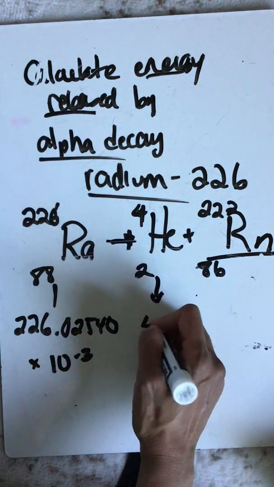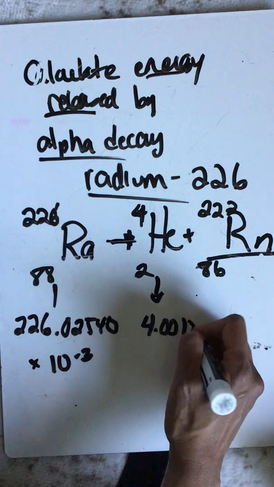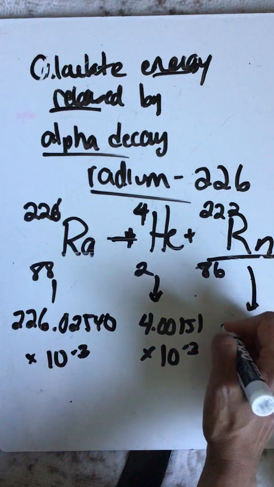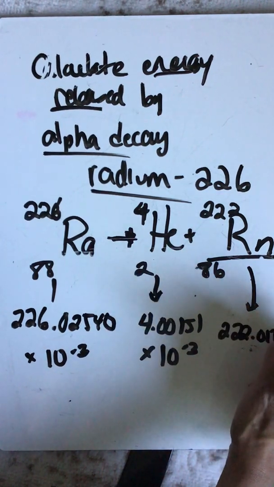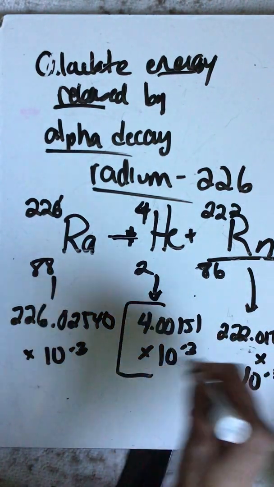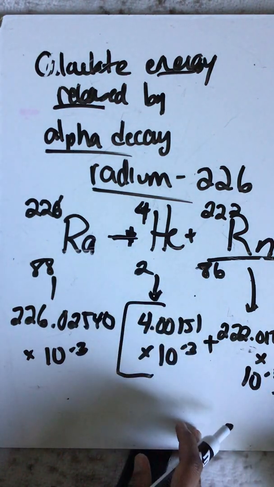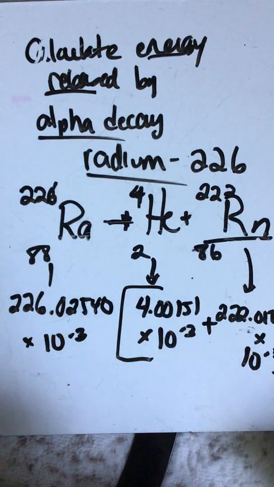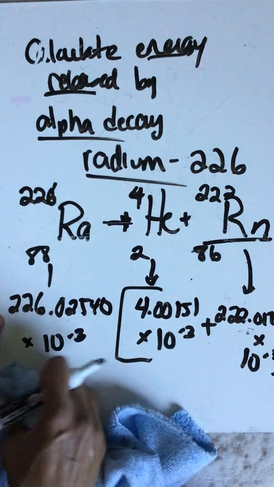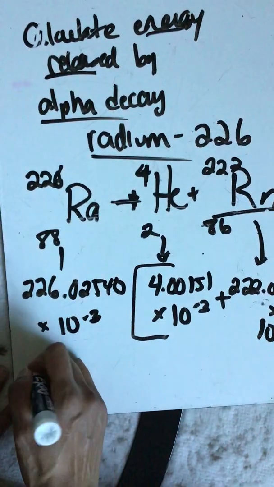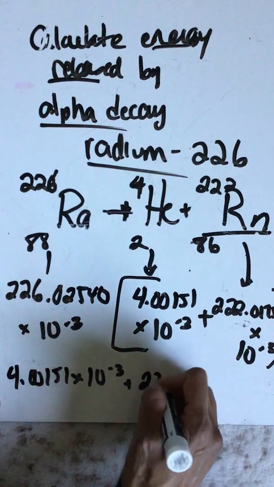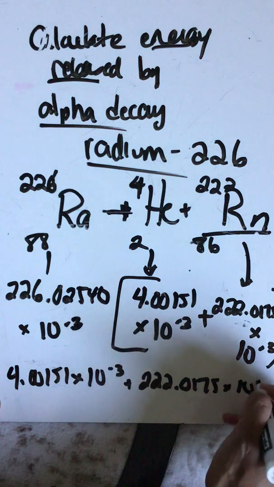So the mass of helium is 4.00151 times 10 to the negative 3. And the mass of the radon is 222.01757 times 10 to the negative 3. Okay, and again, you're doing the mass of these two. You've got to add them up. Sum of the products minus the reactant. So you go 4.00151 times 10 to the negative 3 plus 222.0175 times 10 to the negative 3.